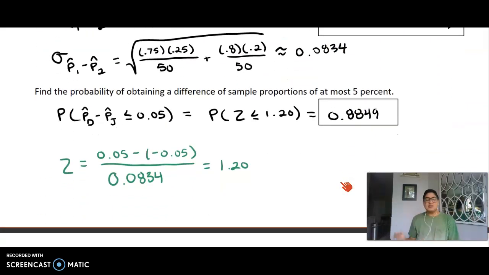And then lastly, I just treat this like a normal model problem. We find the probability of obtaining a sample difference of sample proportions of at most 5%, meaning that the difference between their two proportions is at most 5%. Again, that 5% on this normal curve has a z-score that falls at 1.2. So the probability of getting a sample difference of at most 5% would be about 88%.